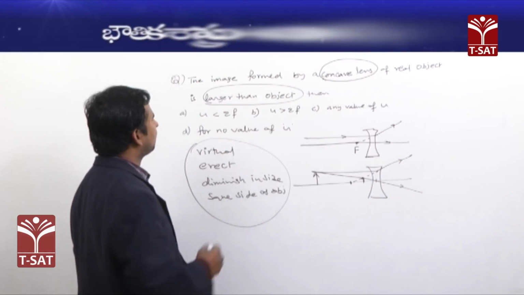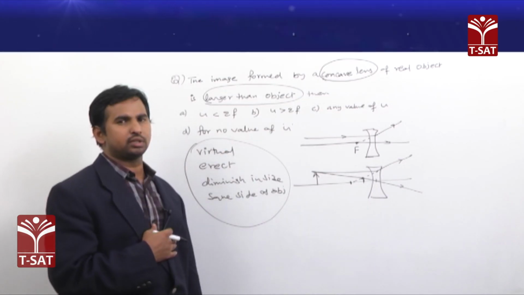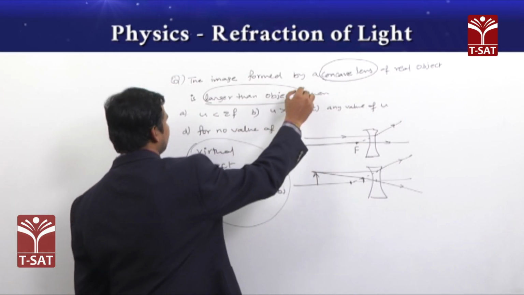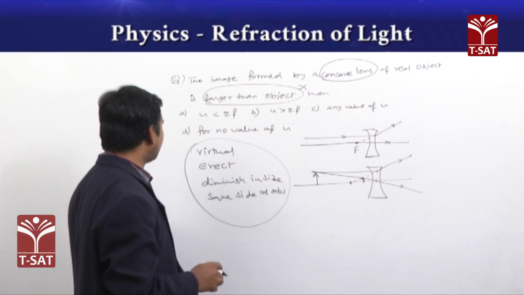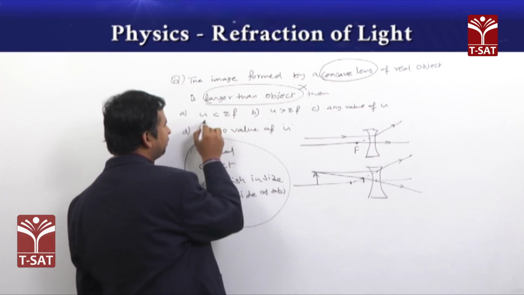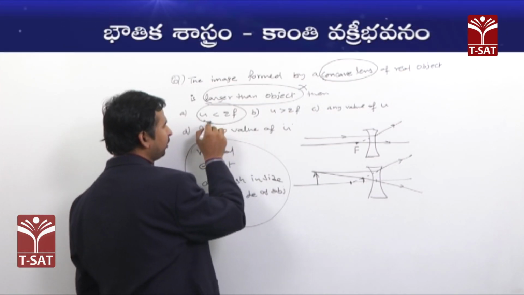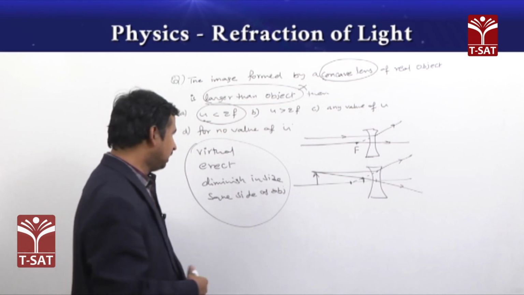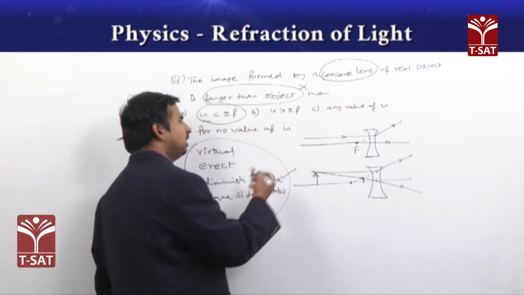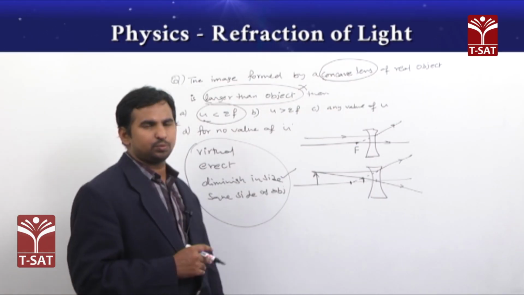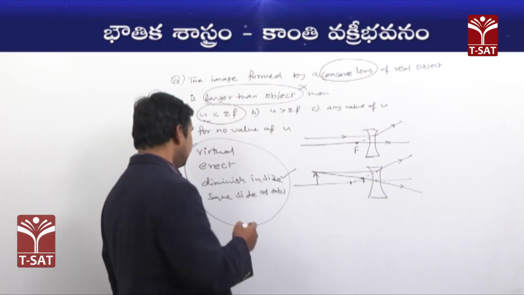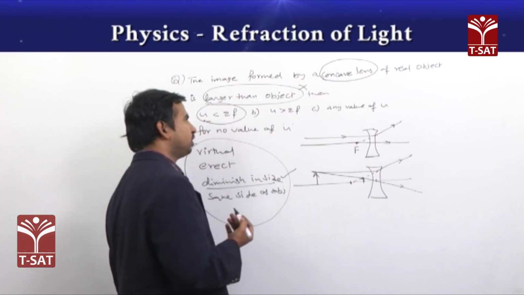But in the given option, larger than the object is given, which is never possible. So wherever you take the object distance, whether less than 2f, which means in between the center of curvature and the lens, that case also gives a diminished image. And u greater than 2f, which means the object is placed in between infinity and the center of curvature, even in that case we have a diminished image.